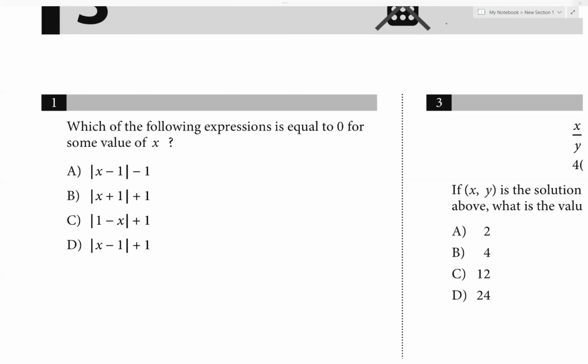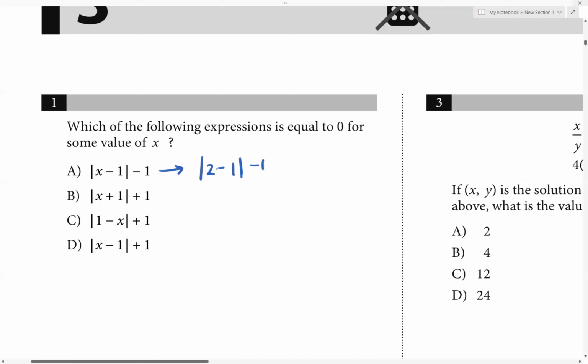So let's try plugging in some numbers, see if it works for letter A. For example, if we plug in x equal to 1, that's 1 minus 1 is 0, minus 1, that's negative 1. Now, if we want it to equal 0, what if we say x equal to 2, for example?